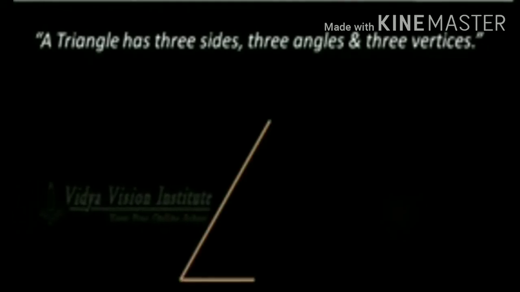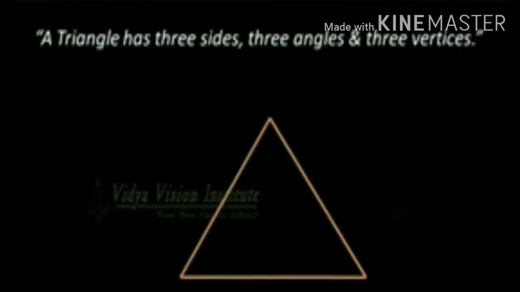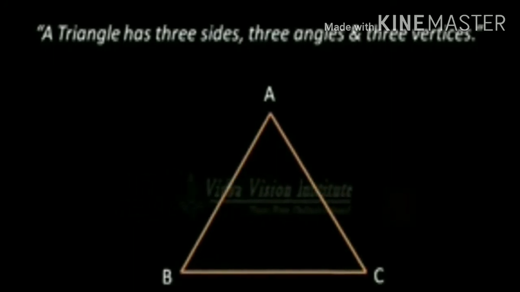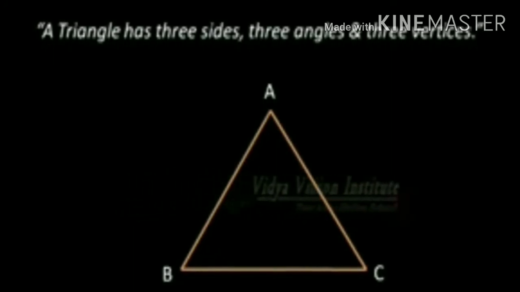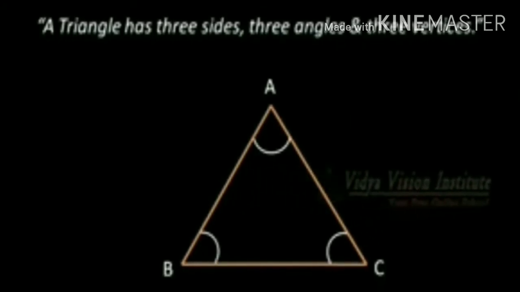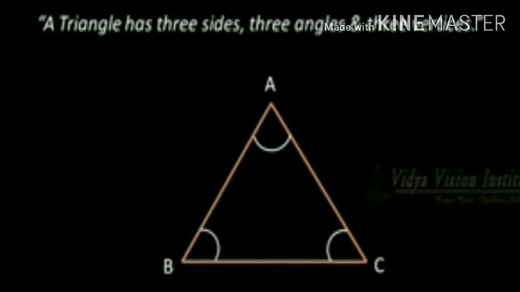A triangle has three sides, three angles and three vertices. So students, let me draw one particular triangle, triangle ABC. This triangle has three vertices, that is A, B, C, three sides AB, BC, AC and three angles, angle A, angle B and angle C.